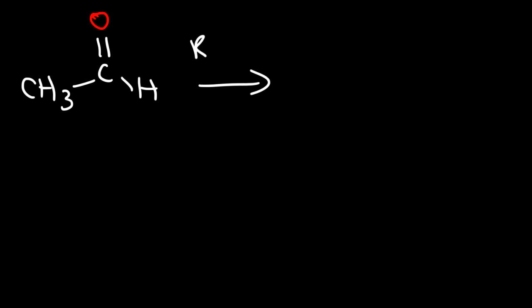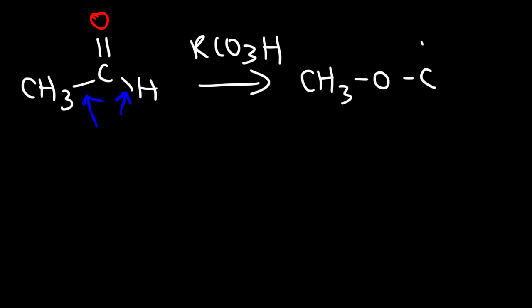And so let's go over some examples. Let's start with acetaldehyde. So what is the major product of this reaction? So let's write both possibilities. We can insert the oxygen between the carbon and the methyl group, or between the carbonyl carbon and the hydrogen group. So this is one possibility. And here is the other possibility.